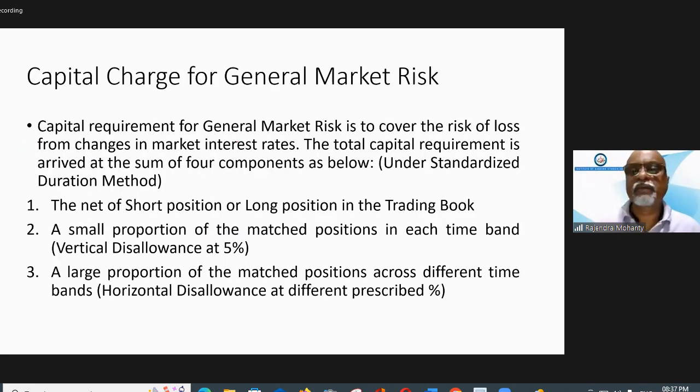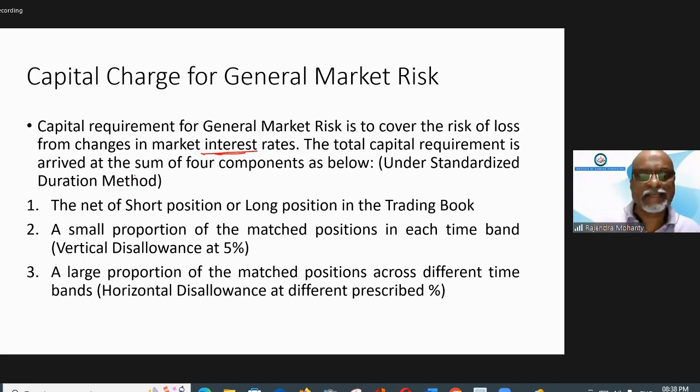The capital requirement for general risk is to cover the risk of loss from changes in the market interest rate. That we know already. The total capital requirement is arrived at as the sum of four components as below under the standardized approach.